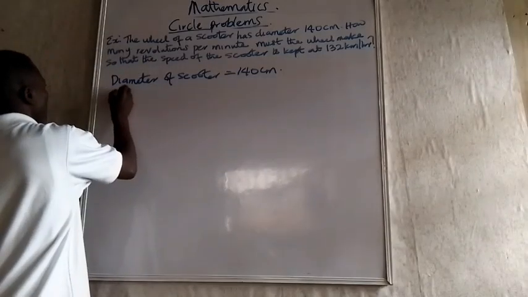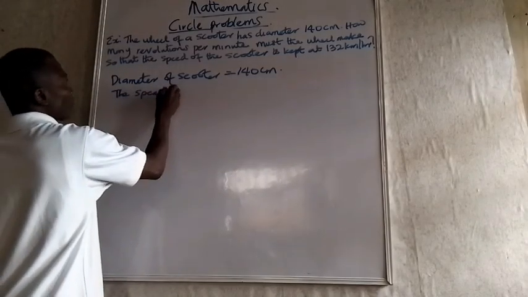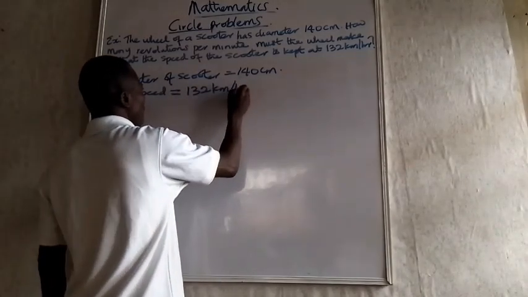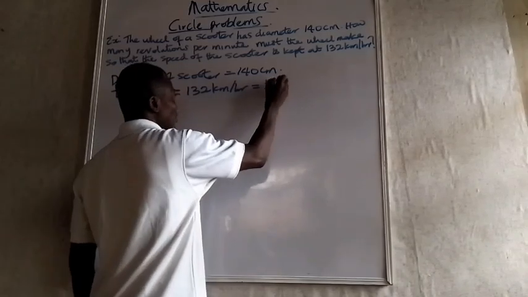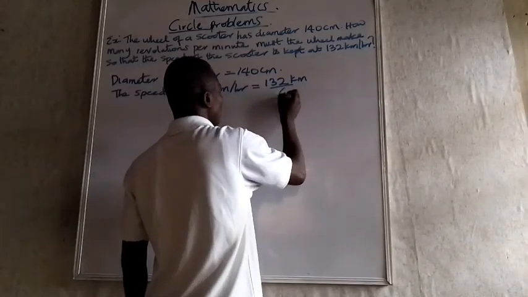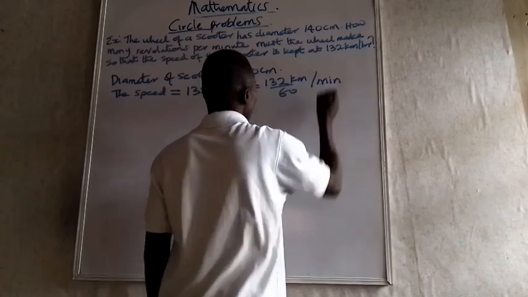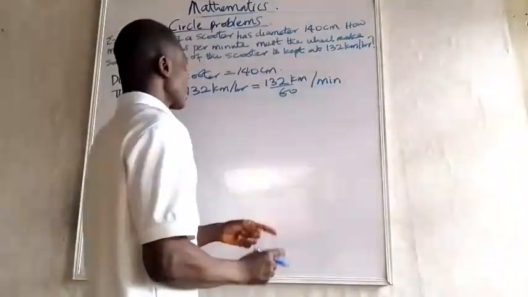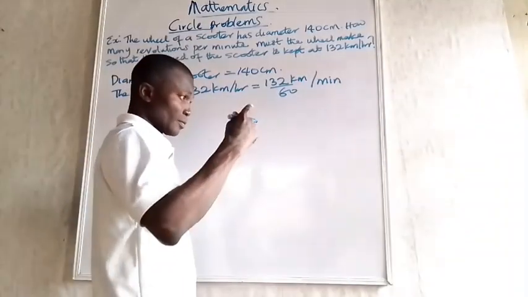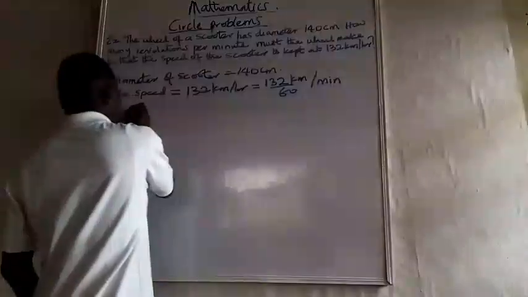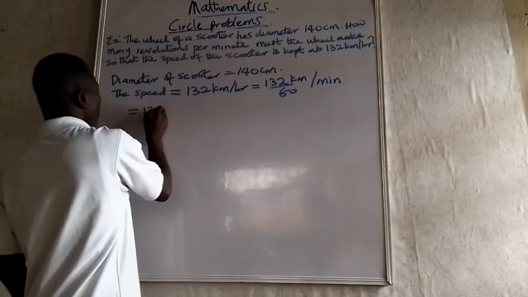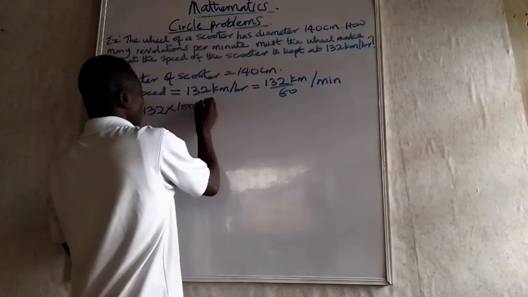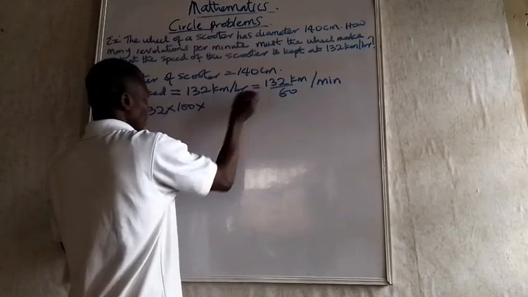The speed we are given to be 132 kilometers per hour, and that will be equal to 132 kilometers over 60 per minute. And 1 kilometer is equal to 1,000 meters, and 1 meter is also equal to 100 centimeters. So let's convert it to centimeter, and this will be equal to 132 times 100, that is meters times 1,000.